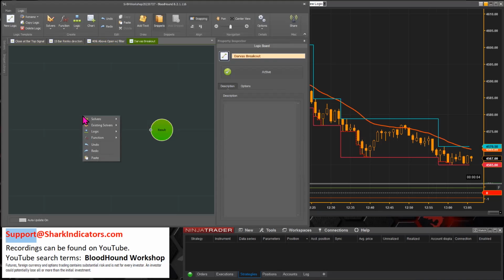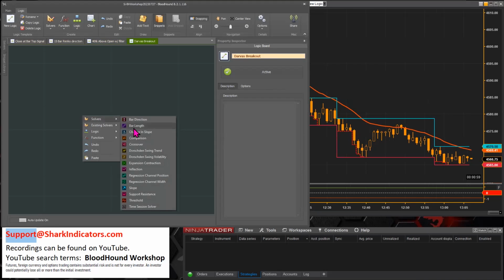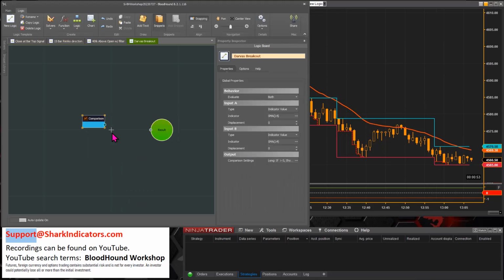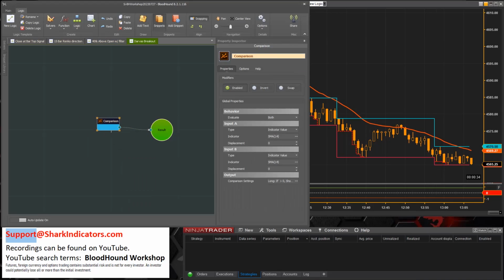So, essentially this is kind of a Darvas breakout system here. He's looking for price to close either above or below the Darvas box. So we are comparing either the high or the low to the Darvas indicator.